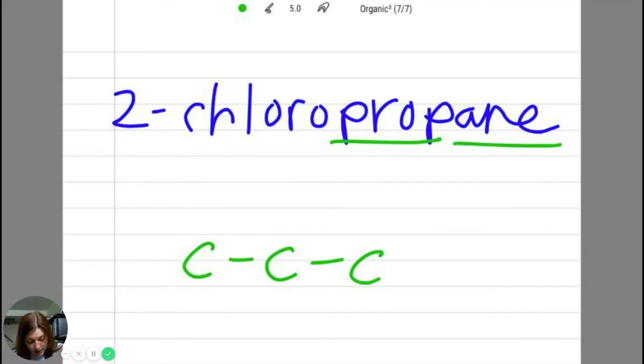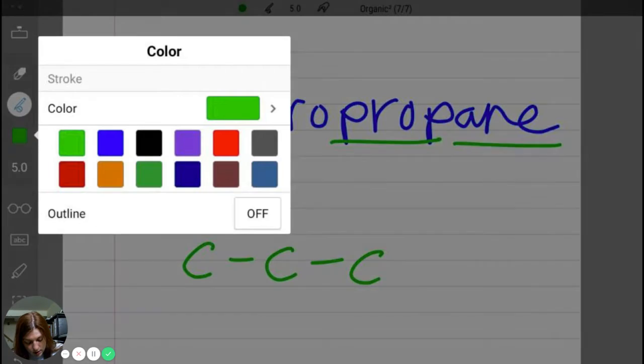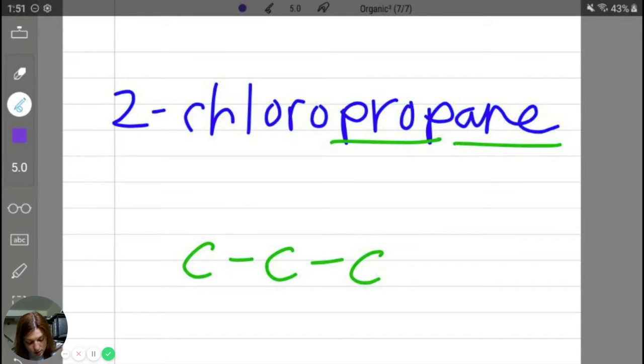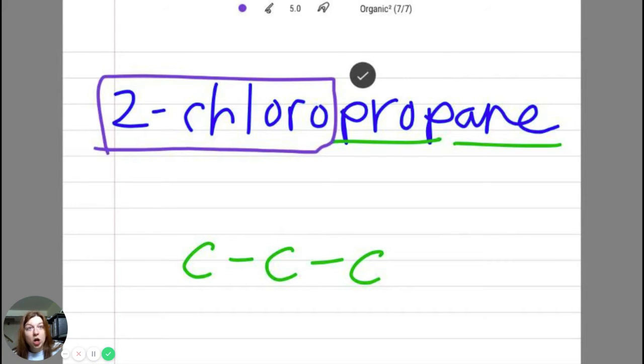Voila. Now I need to take a chlorine and I need to put it on carbon 2. Because there's only 3 carbons here, any which way I number this, carbon 2 is going to be the one in the middle. You can put this chlorine on the top or on the bottom. I'm just going to put it on the bottom for the sake of space.